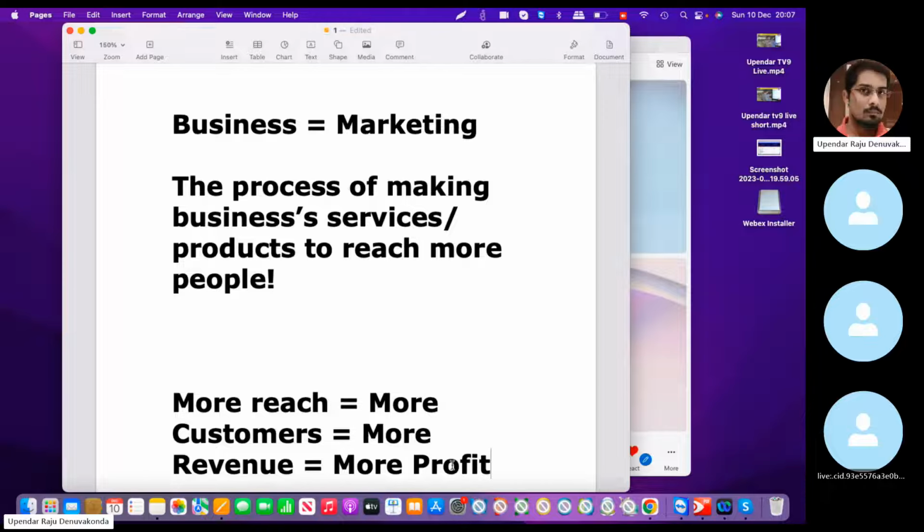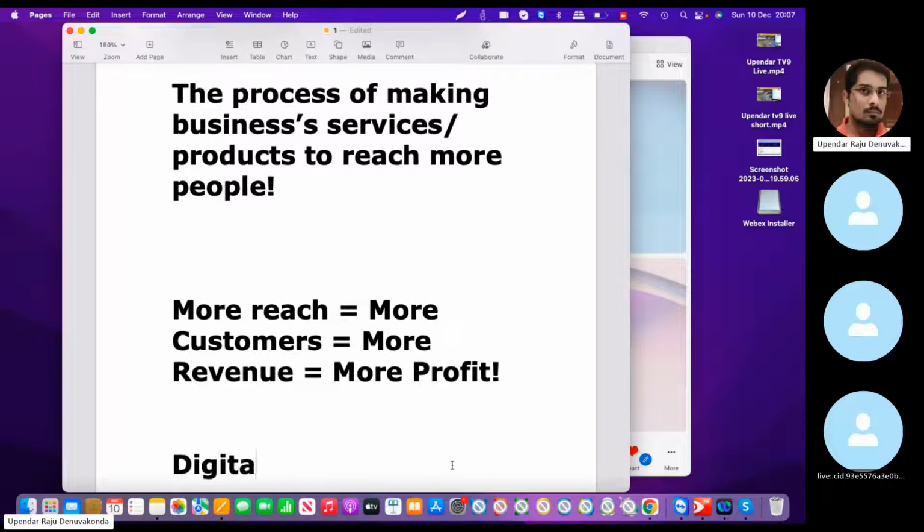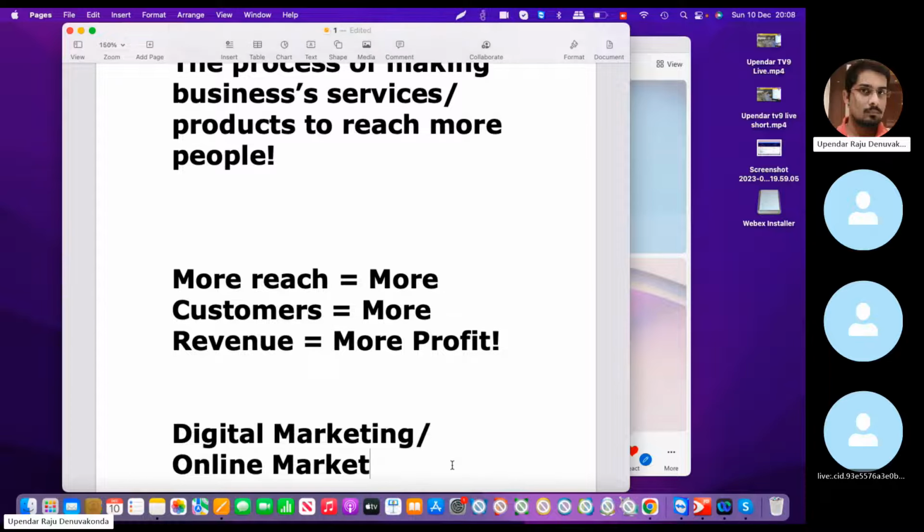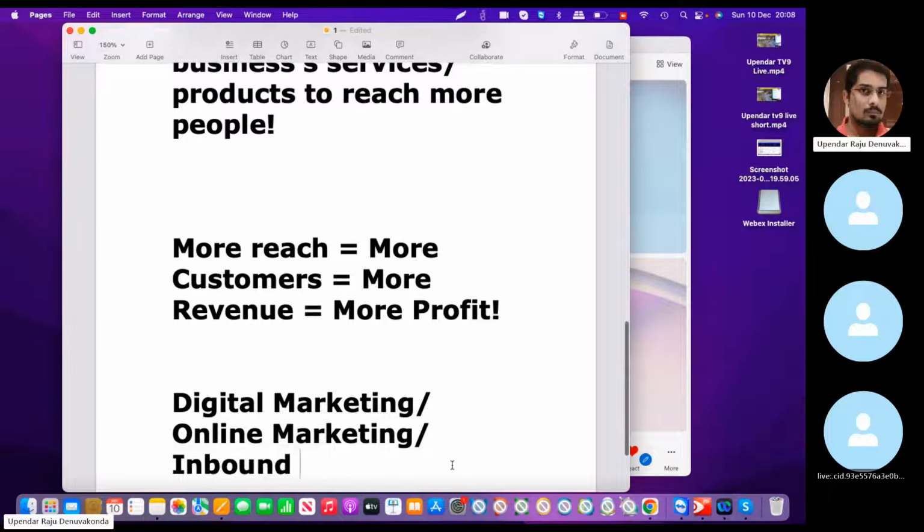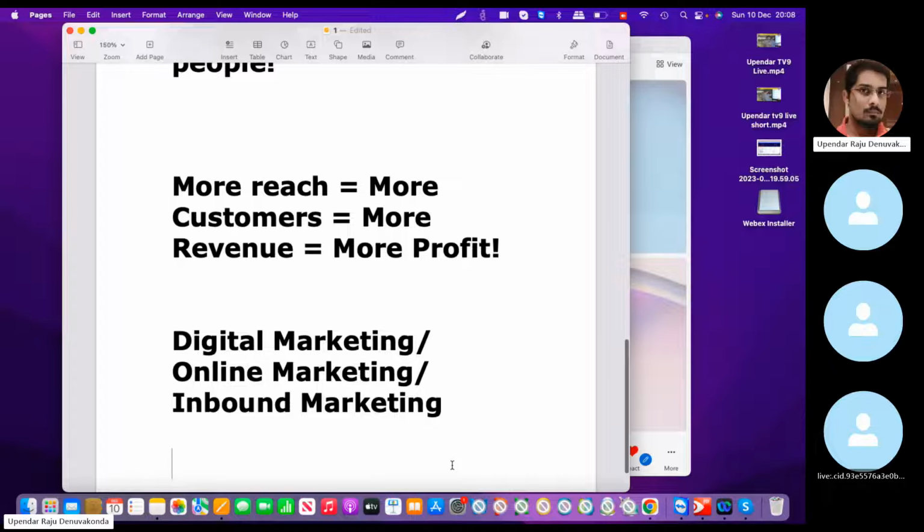So let's go to the basic definitions of digital marketing, and what else we can call digital marketing. Digital marketing has two other names: it is also called online marketing, and it is also called inbound marketing. Do not get confused. If somebody uses inbound marketing somewhere, you can assume they are referring to digital marketing. So digital marketing is also called online marketing or internet marketing, or inbound marketing.